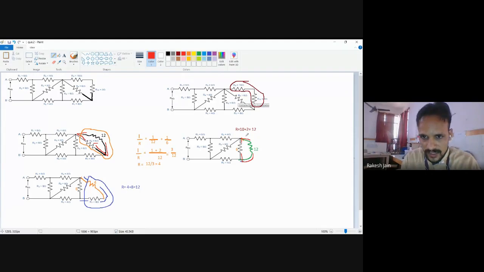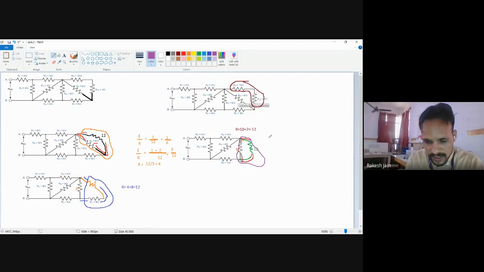So we can say this 6 ohm and 4 ohm, with this purple color I am drawing this one, are in parallel, and we know that whenever resistances are in parallel, how we will find out the answer? So 1 upon R is equal to 1 upon R1 plus 1 upon R2. So 12 and 6 again. So 1 upon R is equal to 1 upon 12 plus 1 upon 6.